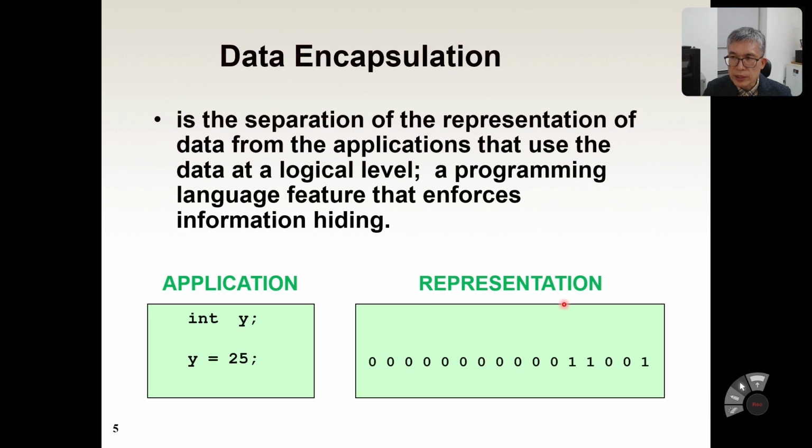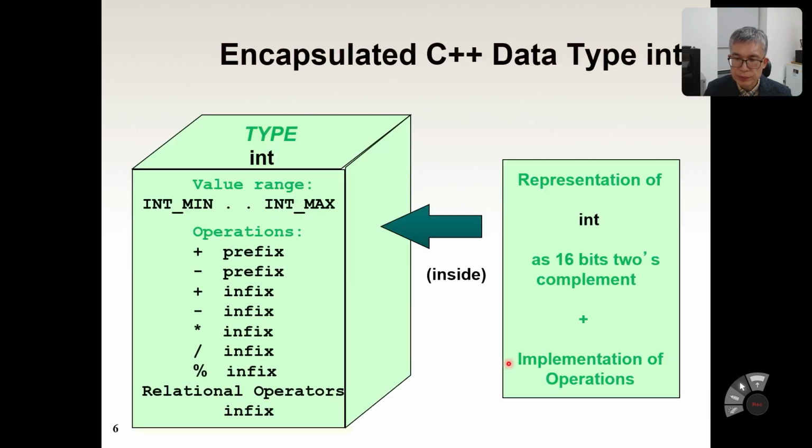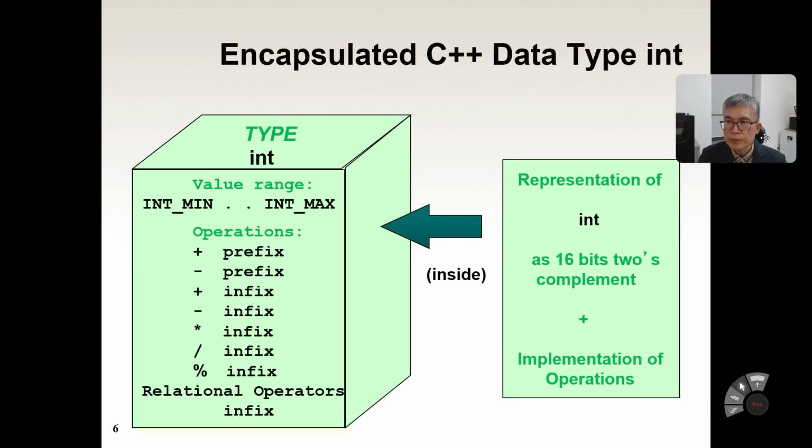For the representation in the machine, the computer, we can use binary, right? So, like a 16-bit binary integer, you can implement. So this is the encapsulated C++ data type int. The data type int, this is data. The value range is integer min to integer max, the minimum value of integer and the maximum value of integer. If this is a 16-bit case, we have limited numbers for minimum and maximum.